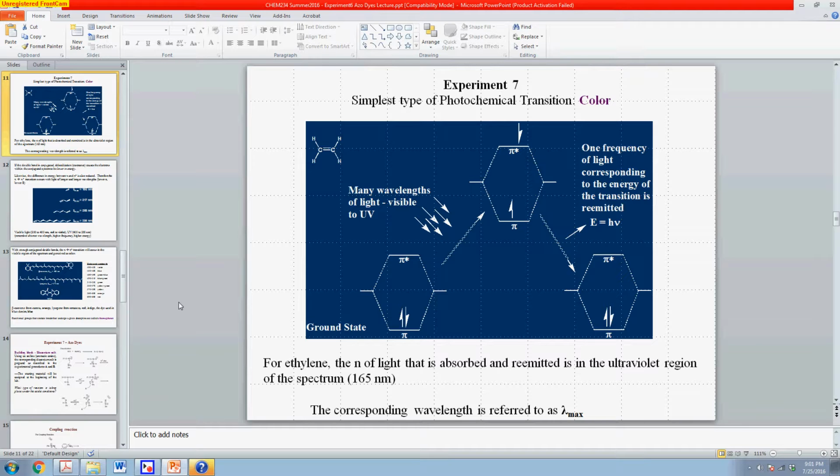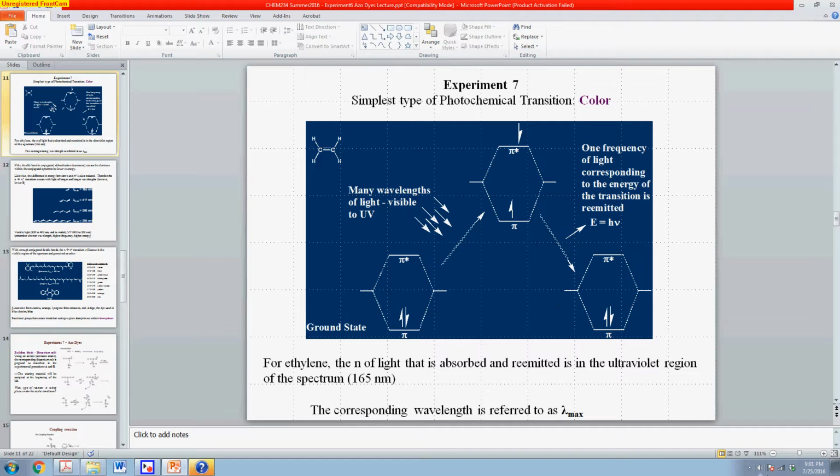So this is part 2 of experiment 6 video, and this is the combinatorial synthesis of azo dyes. So the topic that I wanted to talk about in part 2 is this idea of how is it that organic molecules absorb light.